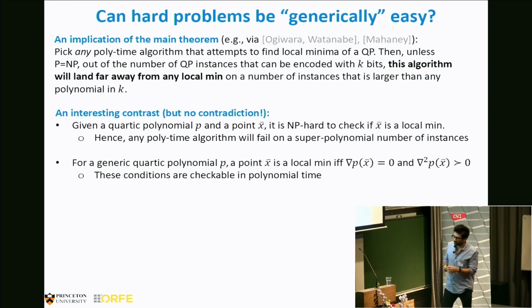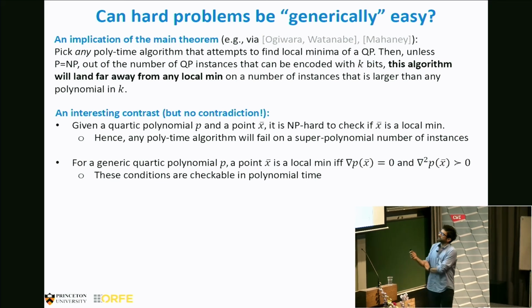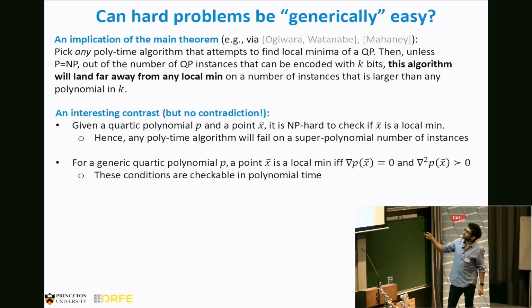At the same time, I find this other contrasting claim interesting. This is when you study things in the real model and ask genericity questions versus NP hardness results, right? I cannot make this connection for the problem that I described, but I can make it very precise for a simpler problem, which I had on my beginning slide. This is the result of Murty and Kabadi, right? If you have a quartic polynomial and a point, this is a recognition problem, it is NP hard to check if x bar is a local min, right?